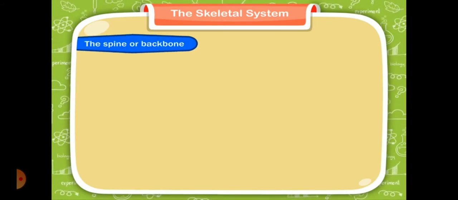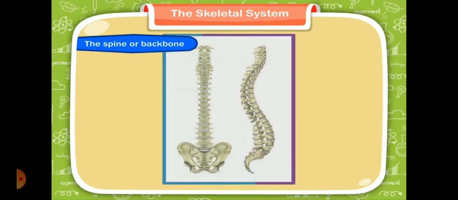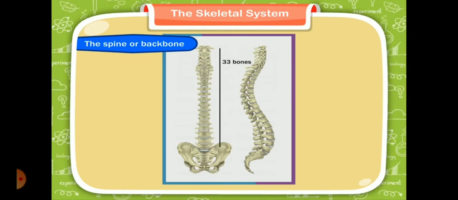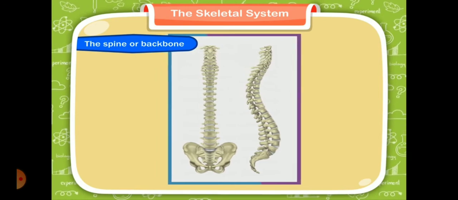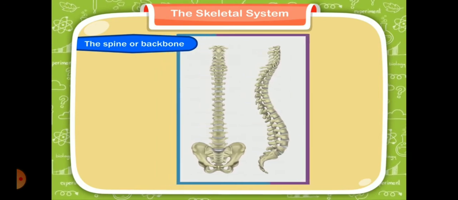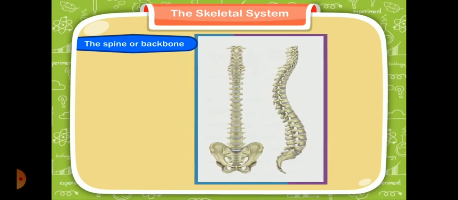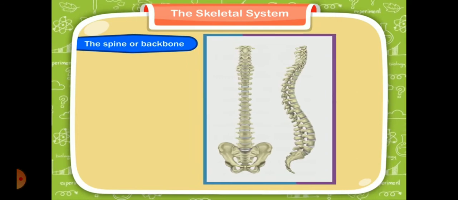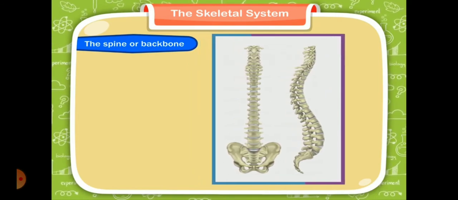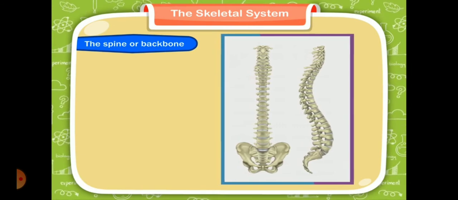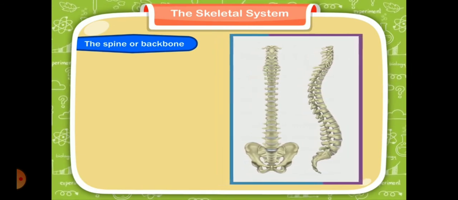The spine or backbone. Our backbone has 33 small bones called vertebrae that form a very strong column known as the vertebral column or the spinal column, spine. The vertebrae can move slightly through the joints, so we can bend or twist our back. There is a hole in each vertebra through which the delicate spinal cord passes. The spinal cord is protected by the vertebral column.